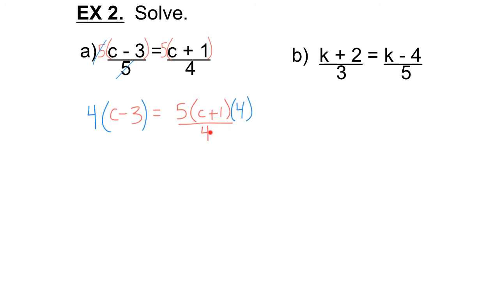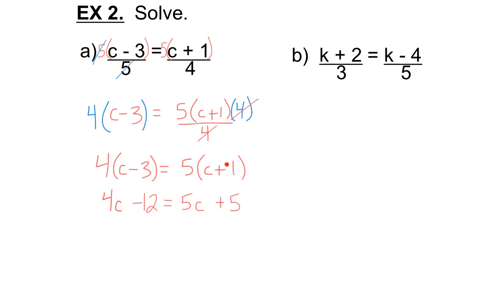So this 4 and this 4 are opposites. We have times 4 divided by 4, so they cancel out. I'm left with 4 times c minus 3 on the left, 5 times c plus 1 on the right. Now I have to eliminate my brackets by expanding. So 4 times c is 4c, 4 times minus 3 is minus 12. On the right, I have 5 times c is 5c, 5 times 1 is 5. So I have 4c minus 12 equals 5c plus 5.